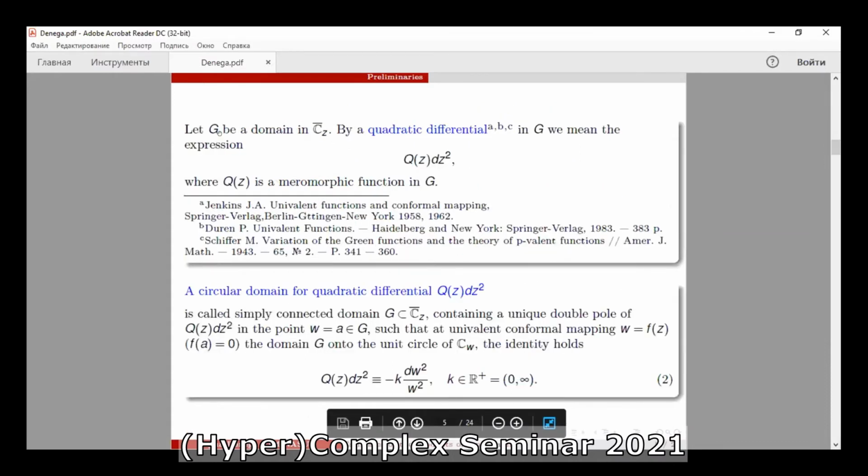Let G be a domain in C bar. By a quadratic differential in G, we mean the expression Q of z dz squared, where Q of z is a meromorphic function in G. A circular domain for the quadratic differential Q of z dz squared is a simply connected domain G containing a unique double pole of this quadratic differential at a point omega, such that under a univalent conformal mapping of the domain onto the unit circle, the identity 4 holds.